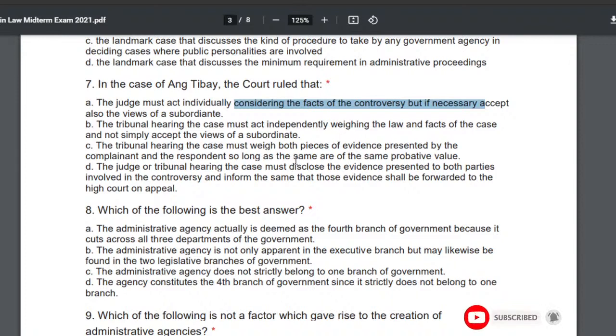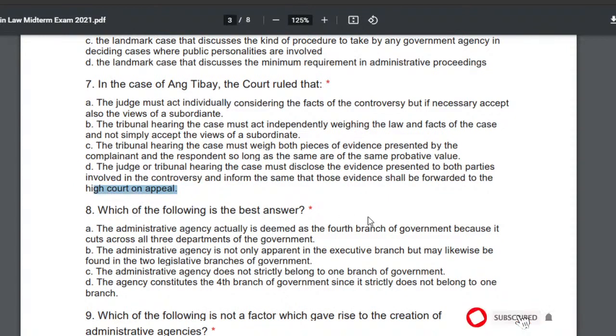Letter C. The tribunal hearing the case must weigh both pieces of evidence presented by the complainant and the respondent, as long as the same are of the same probative value. Letter D. The judge or tribunal hearing the case must disclose the evidence presented to both parties involved in the controversy and inform the same that those evidence shall be forwarded to the High Court. We're talking of High Court now, on appeal.